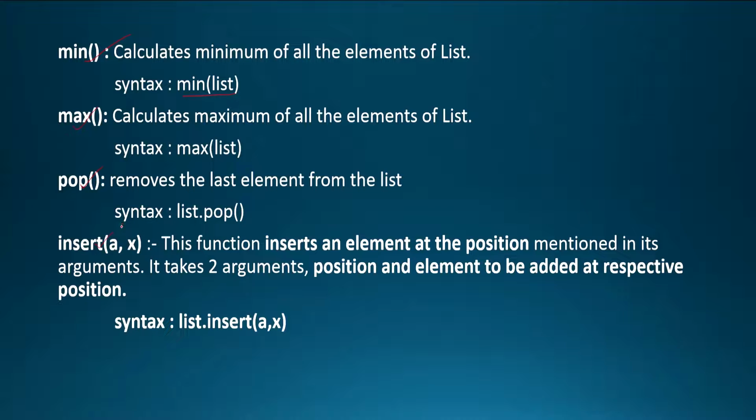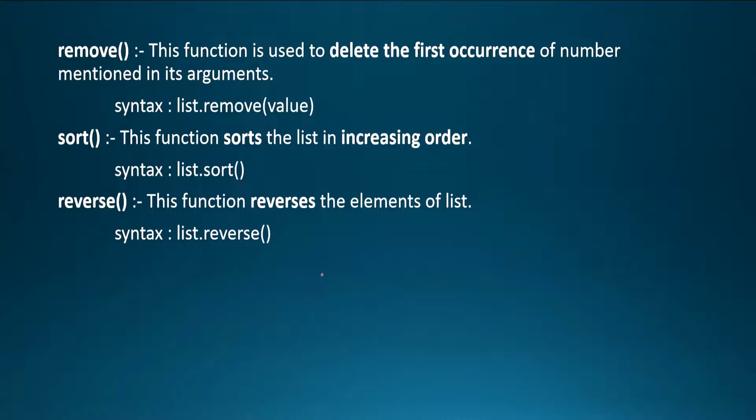Insert. If you want to insert a value in the middle of the list, you can do it. This is the syntax: list.insert. This is the value, and this is the position at which we want to insert. Remove. Suppose you want to remove a value within a list, you can specify that value within the remove method. That value will be removed from the list. Note, this will remove only the first occurrence. Suppose you have 1, 2, 1, 3, 4, and you want to remove 1, it will remove this first one only. It will not remove this one.